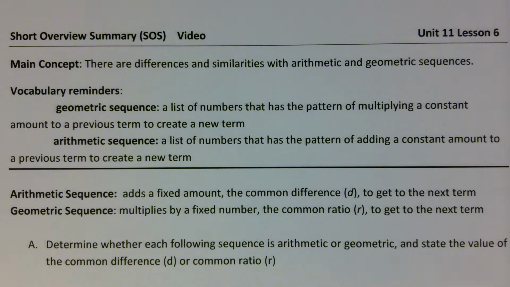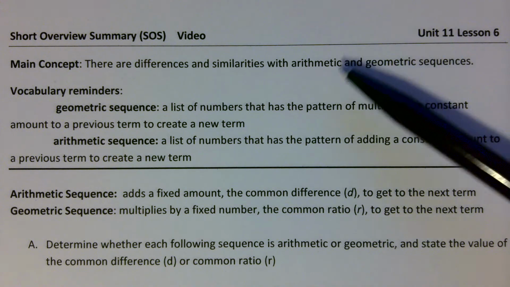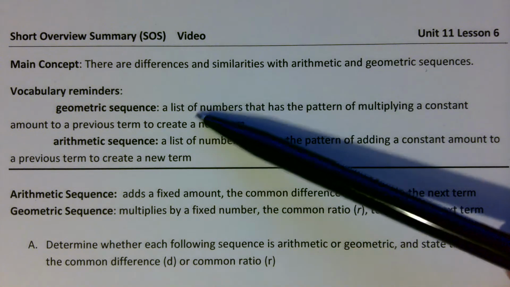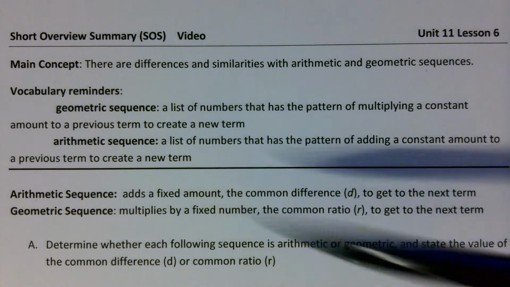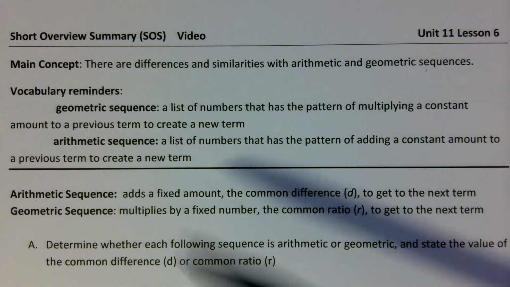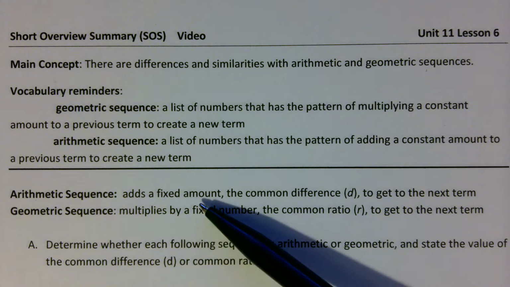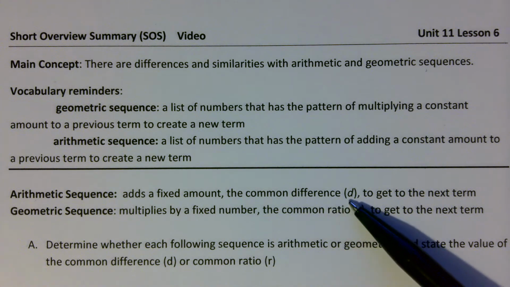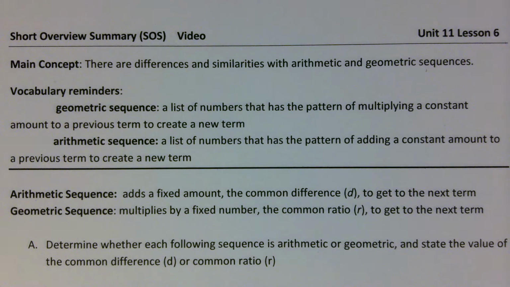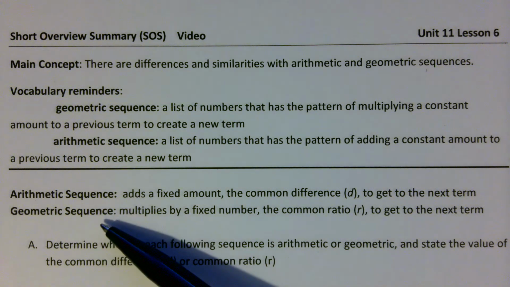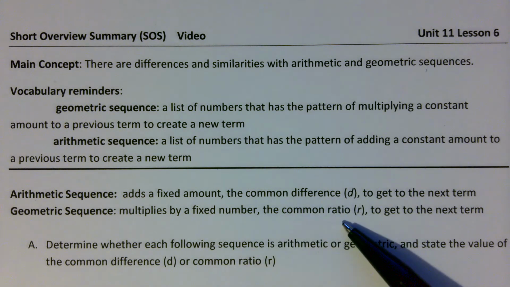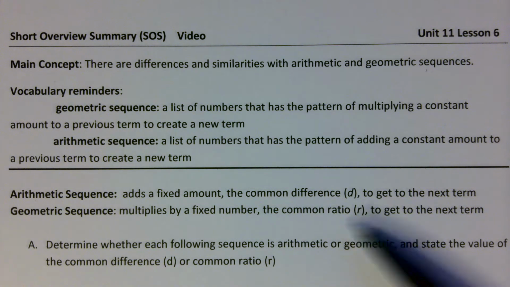This SOS video is on the differences and similarities with arithmetic and geometric sequences. And this is a reminder of what a geometric sequence and arithmetic sequence is. So remember, an arithmetic sequence, we add a fixed amount, the common difference, which is called D, to get to the next term. A geometric sequence, we multiply by a fixed amount.